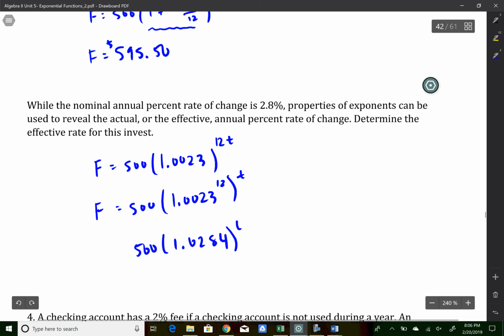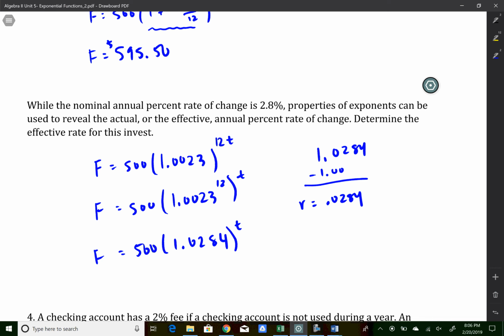And now if I want to figure out what my effective percentage rate is for the year, well, I could take this number, 1.0284, subtract 1 from it, and I get 0.0284. Well, that's the rate. That's the effective rate, not as a percentage. So if I change it to a percent, I just move the decimal place twice, and I have 2.84%.